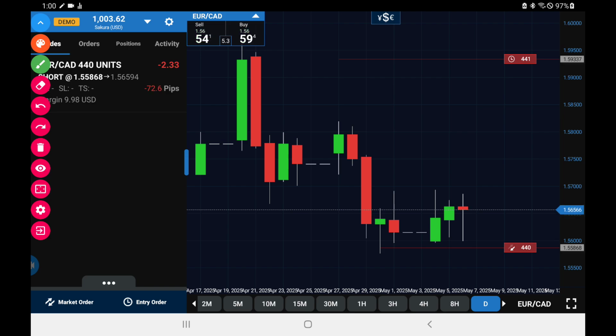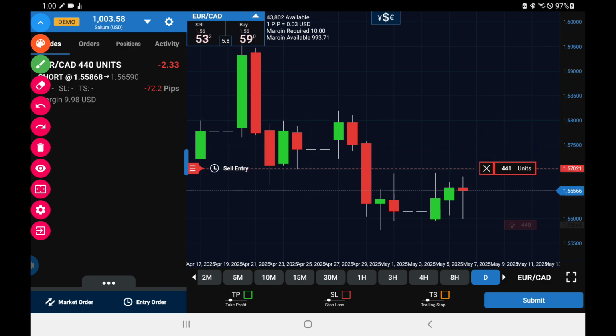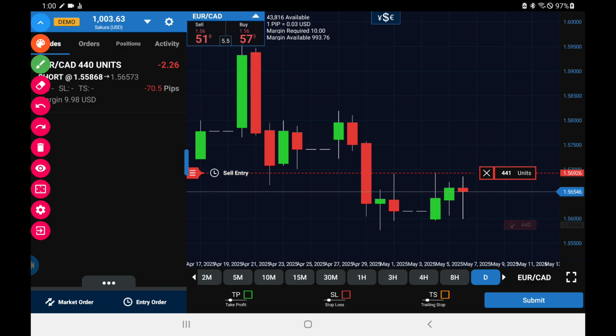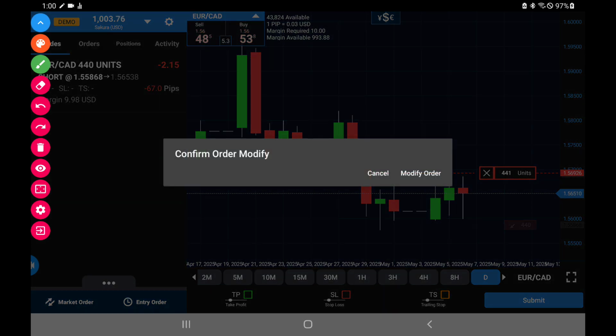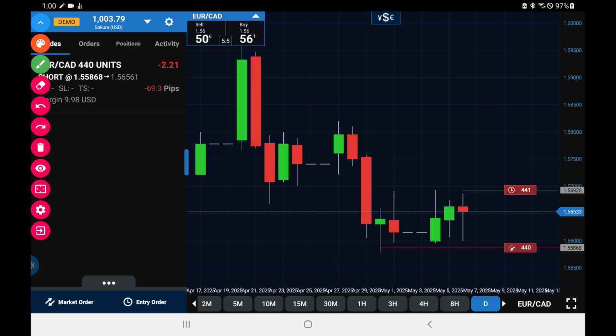So to do that, I'm just going to click on it, and then I'm going to drag it down to the area that I want, and then I'm going to resubmit it. So now we have a modified order. I put it just above this particular point so that when the order does take place, it will be at the highest point of this range.